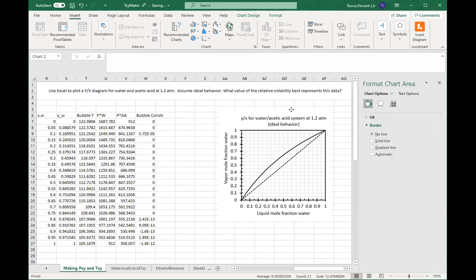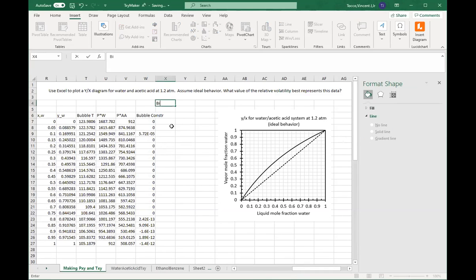And in order to do this, I'm going to use Excel Solver to solve for the best fit value of the relative volatility. So I didn't have to solve for Y of water using Raoult's law. I can actually solve for Y of water using the relative volatility equation. So I'm going to put in a cell my best fit alpha, and I need an initial guess. So I'm going to make the initial guess of 2.